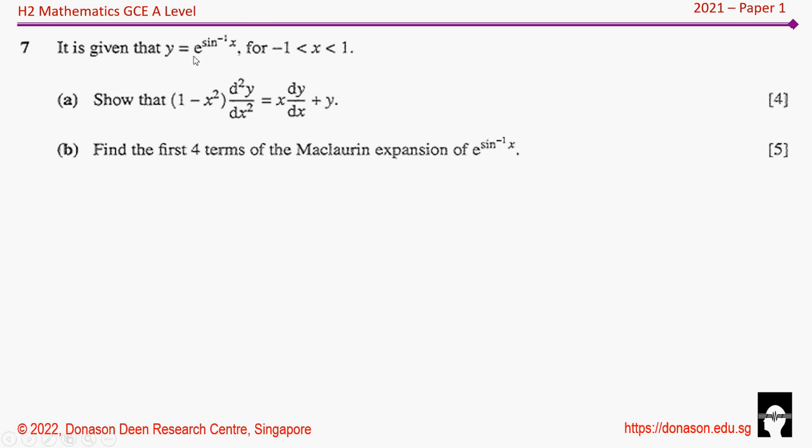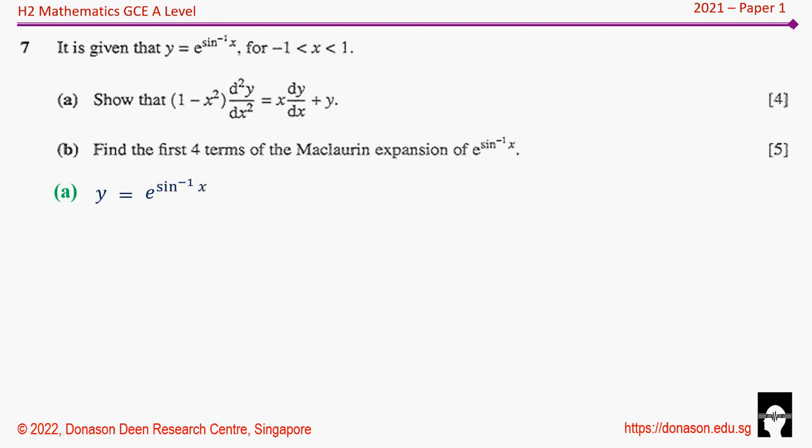It is given that y equals e to the power of arcsine x, and of course we are told that x has got to be greater than -1 but less than 1, and this is the given expression for y. So we need to show this differential equation. So let's look at how we can do that.